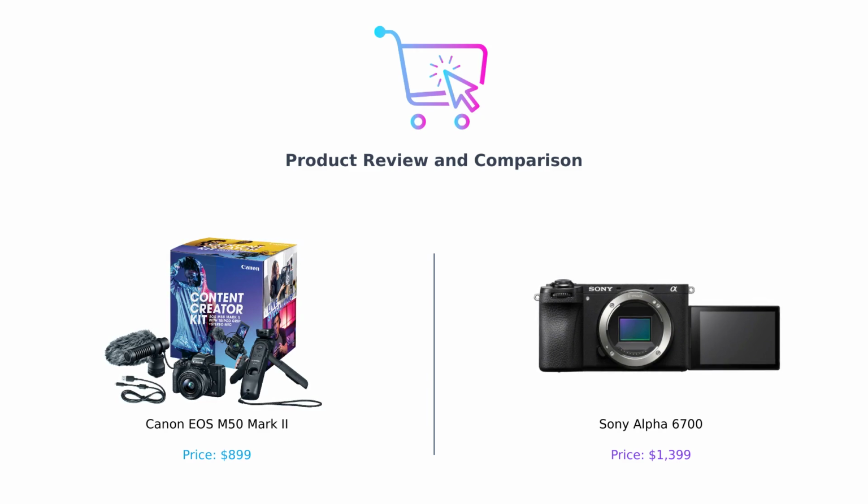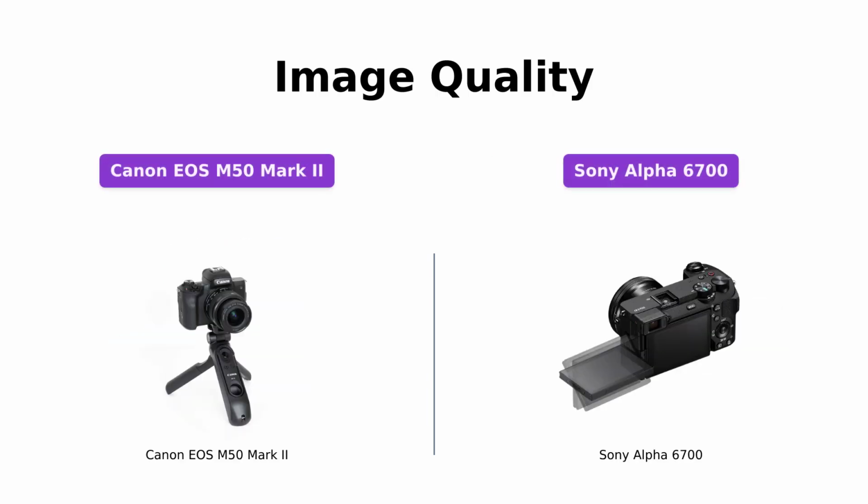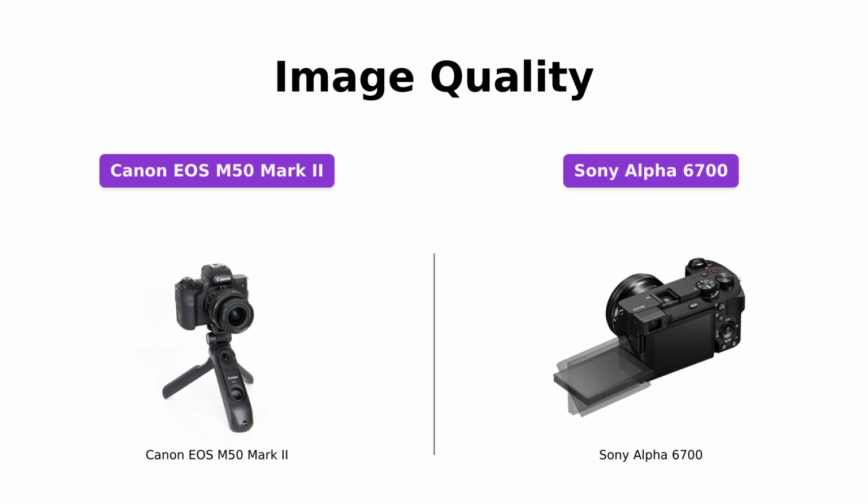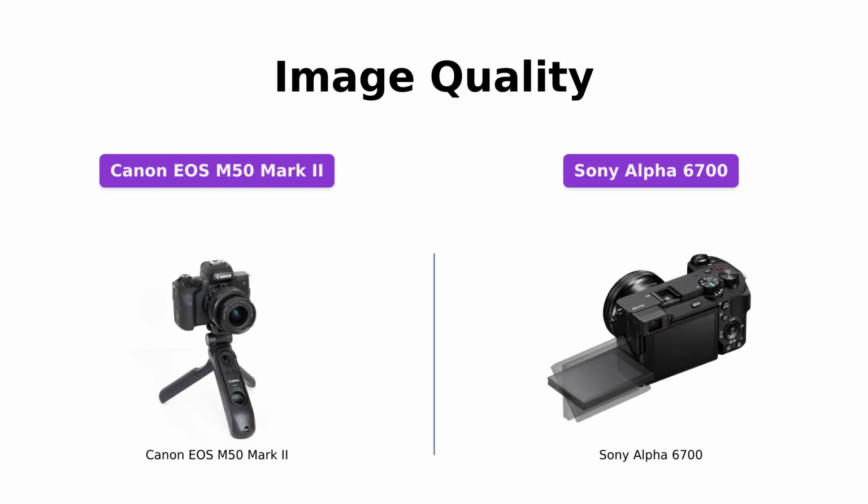Let's get started. Both cameras deliver exceptional image quality, but the Canon EOS M50 Mark II boasts a 24.1 megapixel APS-C sensor, providing sharp and detailed photos even in low light conditions. On the other hand, the Sony Alpha 6700 features a 26.0 MP APS-C format Exmor R back illuminated CMOS sensor, which offers stunning image clarity and dynamic range. It's really a tough call in this category.